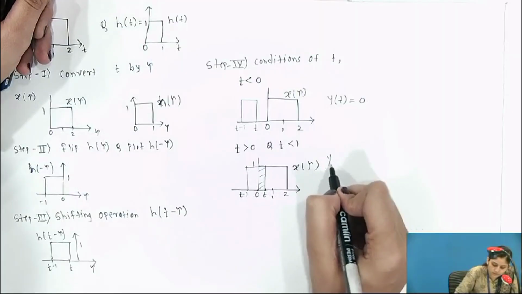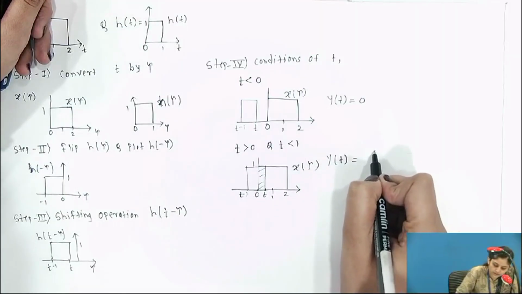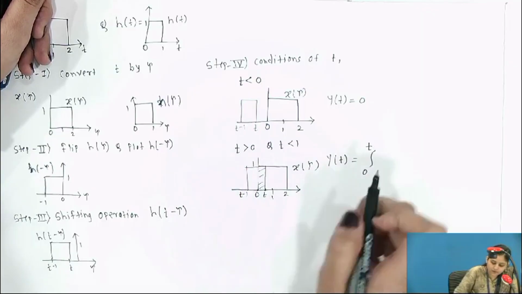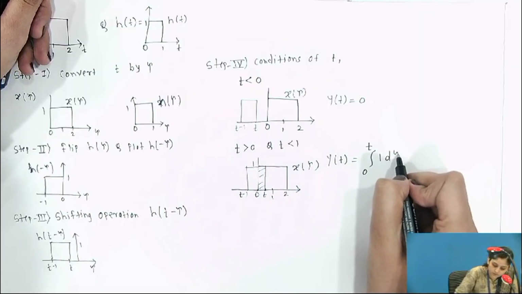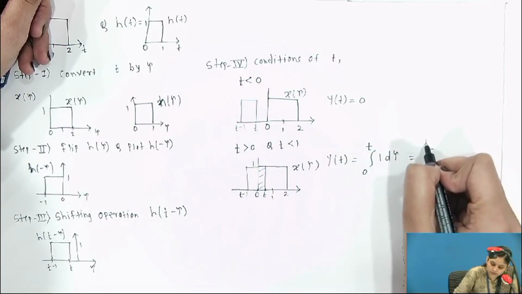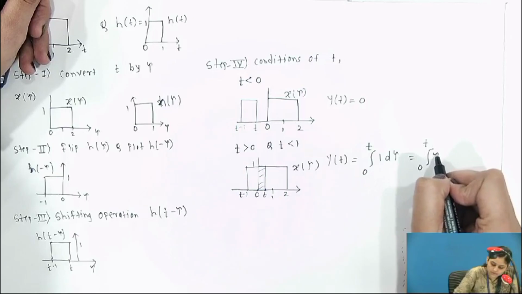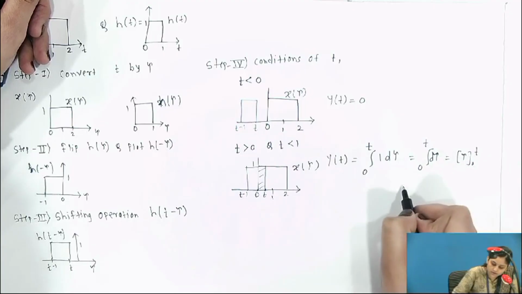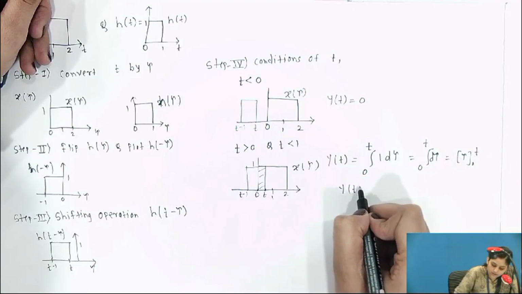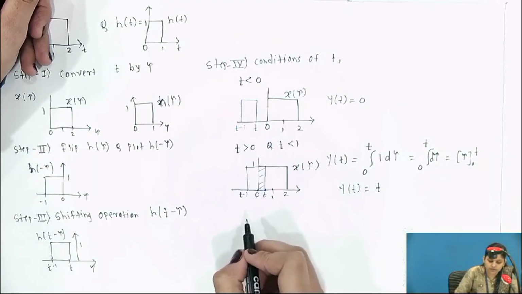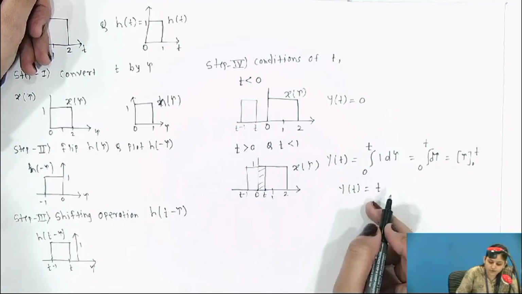So here we have to find the convolution integral from 0 to t, and the amplitude is 1 into d tau. So what is our integration here? The integral from 0 to t of d tau, which is tau evaluated from 0 to t. So the value of our convolution integral here is nothing but t, because t minus 0 is t. This is our next value of y of t.